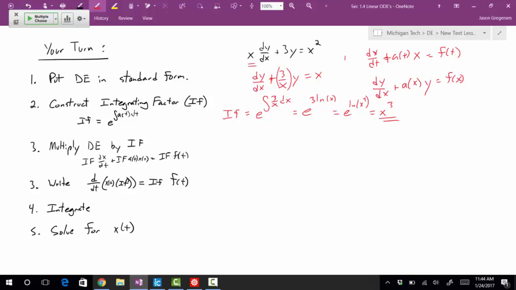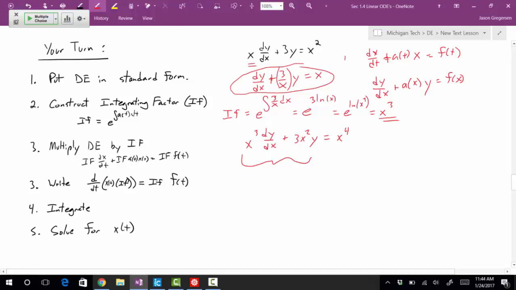All right, now I got my integrating factor. Now I take my integrating factor times my differential equation. I get x cubed dy dx plus, when I multiply this by x cubed, I get 3x squared times y equals x to the 4th, multiplied through by x cubed. Okay. Now I recognize, I don't really, but I'm pretending to recognize, that all that stuff is really just the derivative of my dependent variable times my integrating factor.